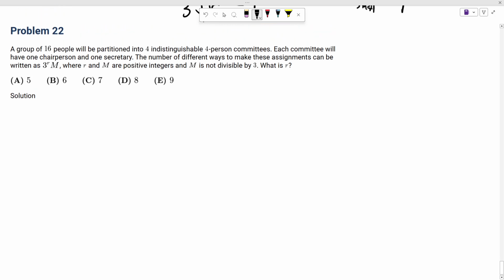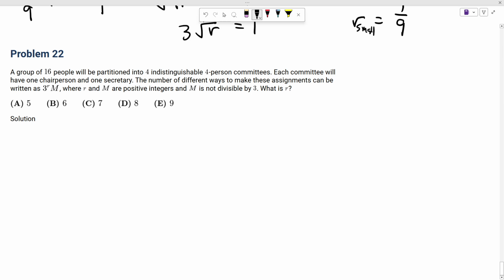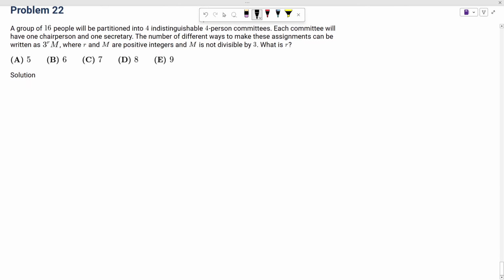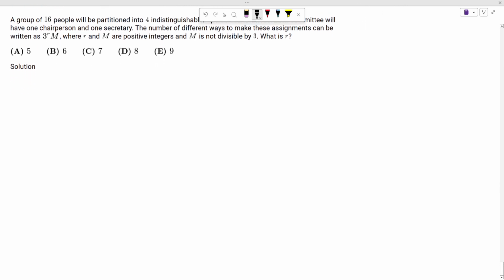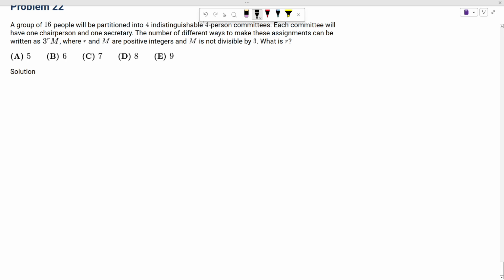Problem 22. A group of 16 people is partitioned into 4 indistinguishable 4-person committees, and we're choosing a chairperson and a secretary for each one of these, and we're trying to find how many ways there are to do that. So the first thing we're going to do is to choose these committees. Let's just choose one committee. There's 16 choose 4 ways to do that.